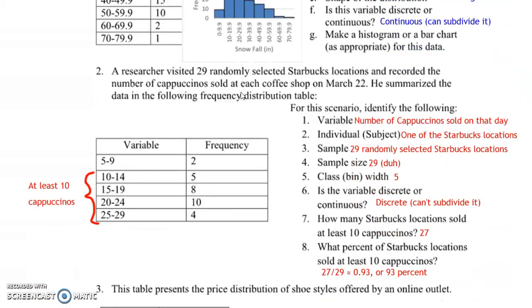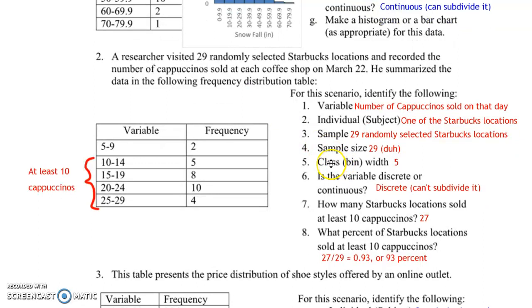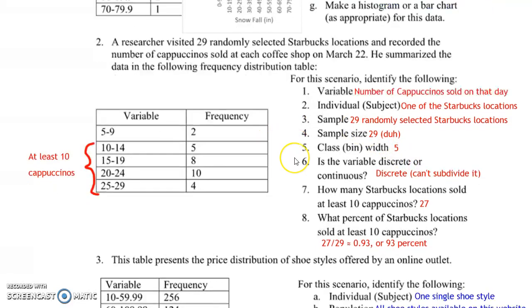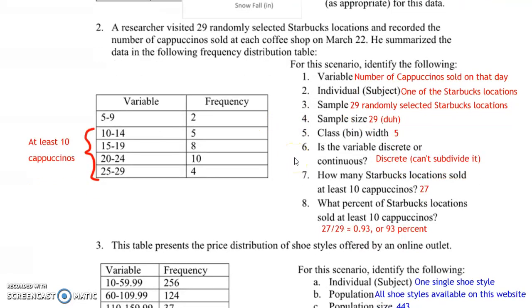Question number 2 is pretty similar. A difference was the class width. Class width is determined by looking at the actual class and figuring out how many values fall between there. So 5 to 9 is 5, 6, 7, 8, and 9. That's 5 different things, so the class width is 5. Discrete versus continuous. This is discrete because we can't subdivide it. We're only selling cups of cappuccino here. We're not trying to sell 1.25 cups of cappuccino.